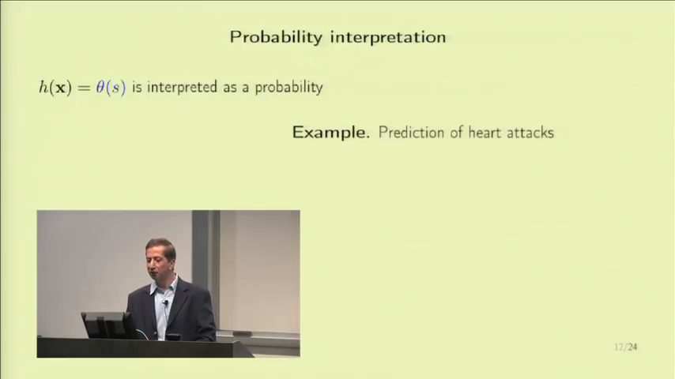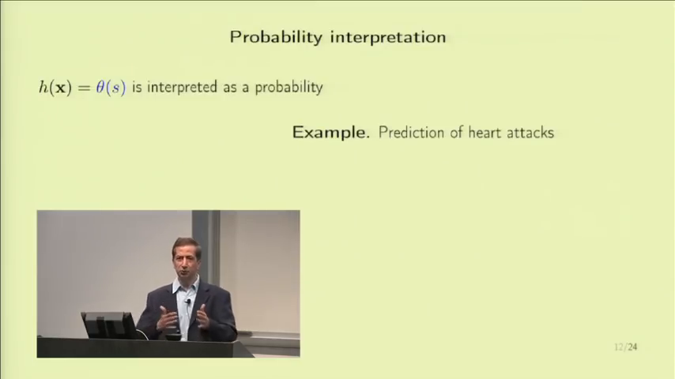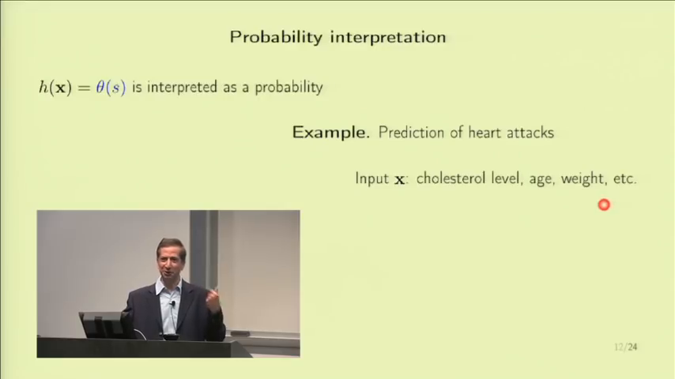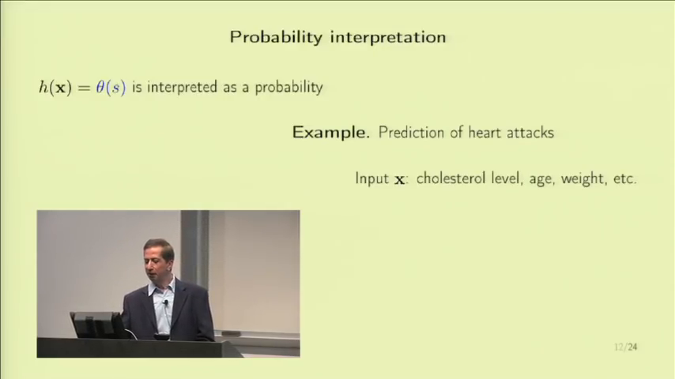And that is the unfortunate prediction of heart attacks, okay? Now, heart attacks or the risk of heart attacks depends on a number of factors, okay? And you would like to predict whether there is a big risk or a small risk, okay? So the kind of input you will have is data that are relevant to having a heart attack. So you can look at the cholesterol level, the age, the weight of the person, not the weight of the input, and so on, okay? And then the output here would be a probability, okay?